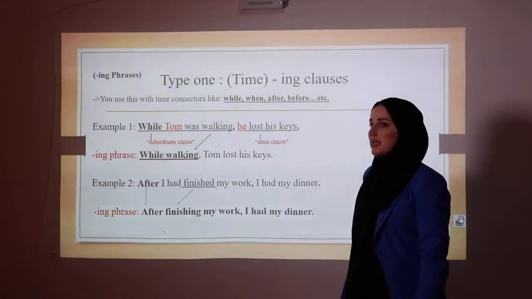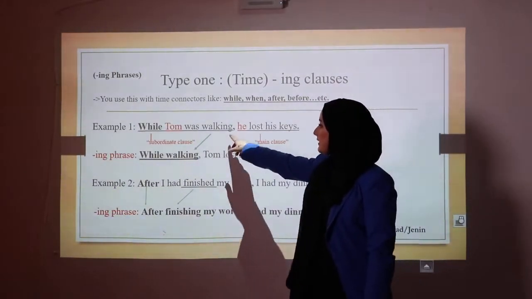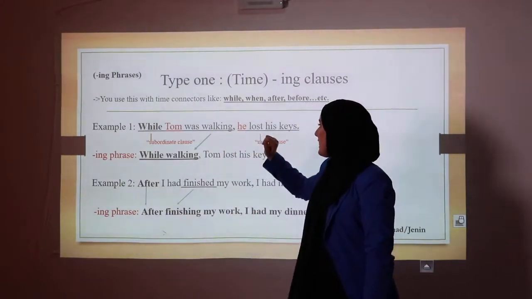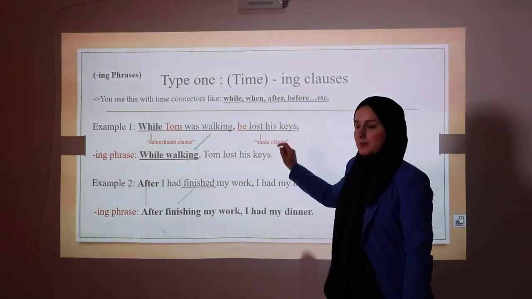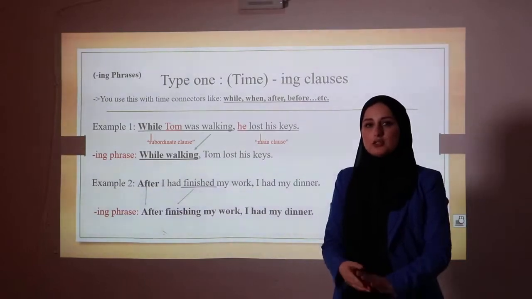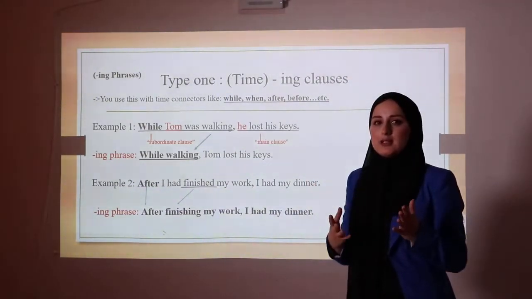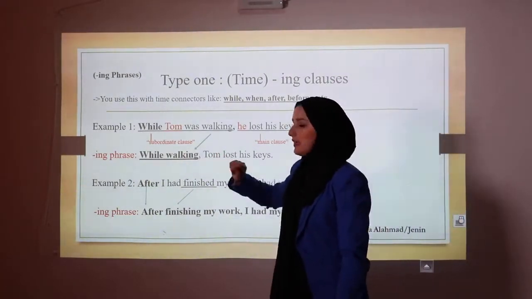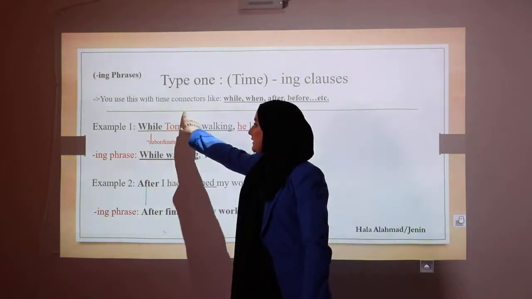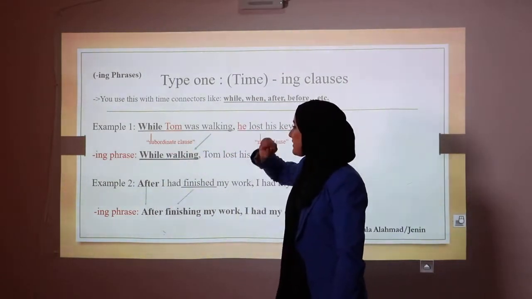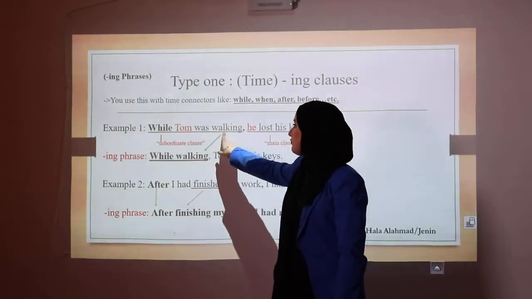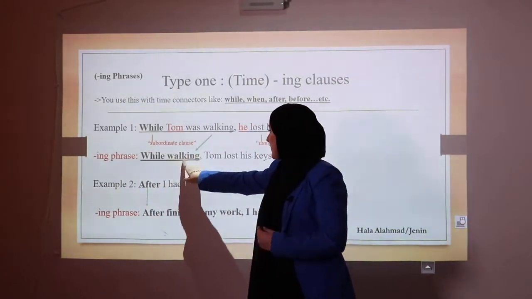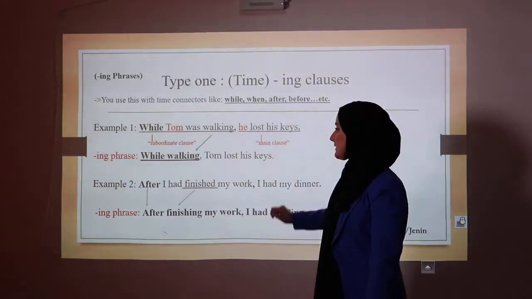This sentence consists of 2 clauses. The first one is the subordinate clause, while Tom was walking, and the main clause, he lost his keys. In English, you have the choice to shorten this sentence and rewrite it using the ing phrase. So start with while, the connector, and then get rid of the subject. You can do this, and just add the ing form of the main verb. So it becomes while walking. While walking, Tom lost his keys.